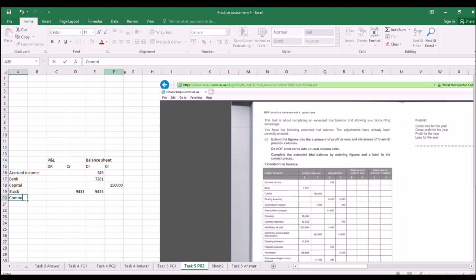Commission income. Okay, that's going to be income in the year. So income is only in the statement of profit and loss account. So that's going to be the net of that. So we've got 74893 plus 249. Okay, and that's what we got there, and that's going to be our credit.